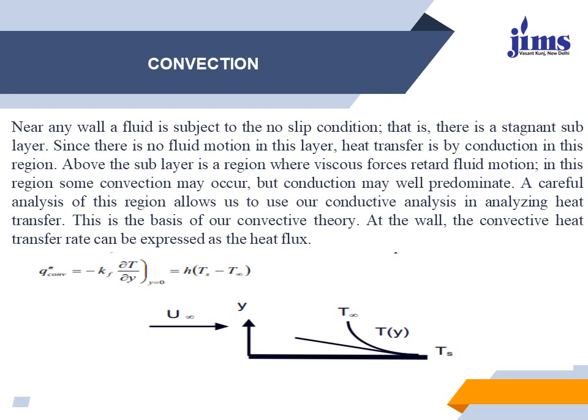So this is a temperature distribution. Near any wall, the fluid is subjected to the no slip condition. This is a no slip condition where velocity is 0 and the temperature is also 0. That is, there is a stagnant sublayer. Since there is no fluid motion in this layer, the heat transfer is by conduction. The heat transfer is by conduction in this region.